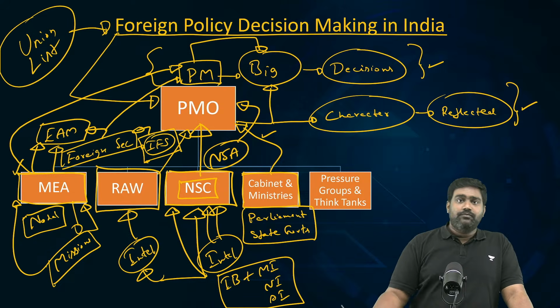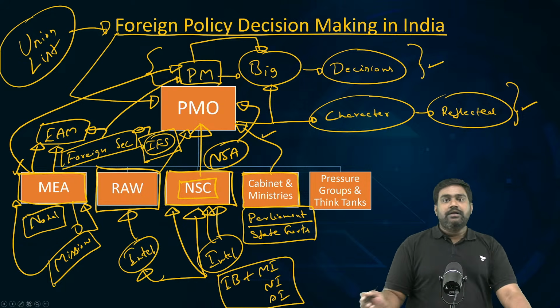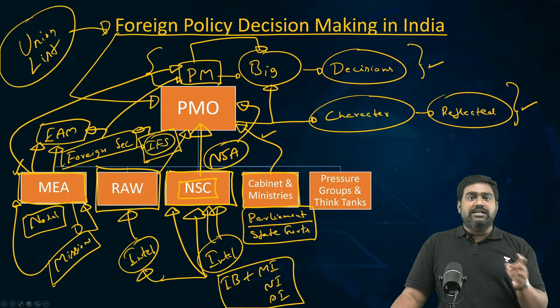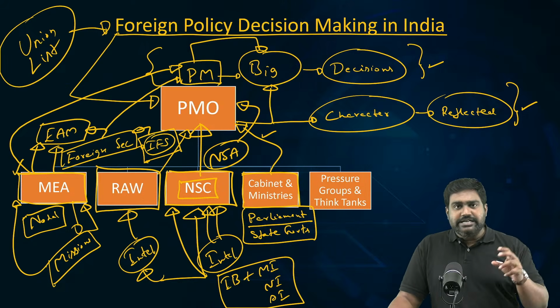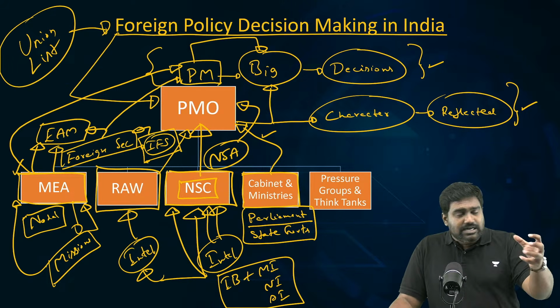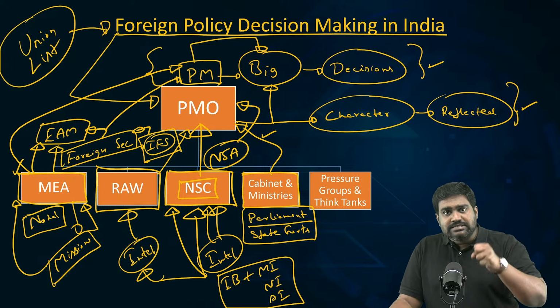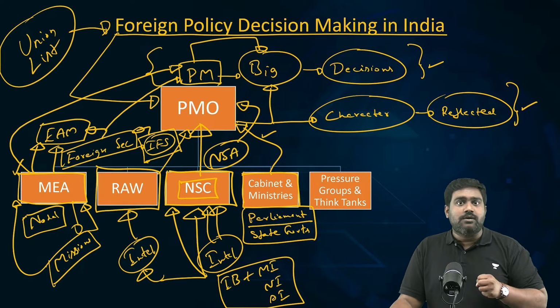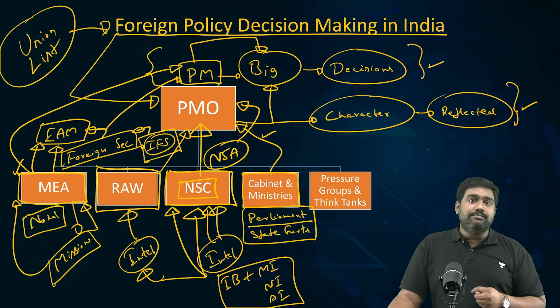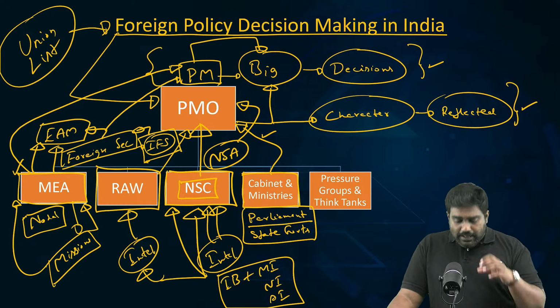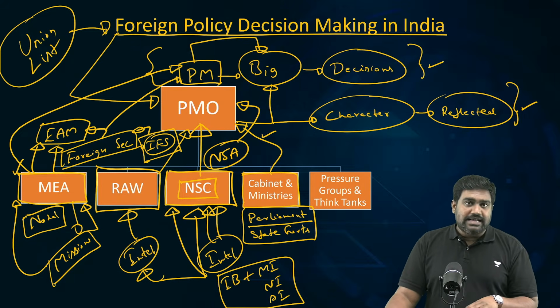The parliament, for example, there is a standing committee. We have a parliamentary standing committee on external affairs, which scrutinizes India's foreign policy actions. It can summon the foreign secretary and concerned officials, asking for reports from them on important foreign policy matters and security matters. So parliament plays a role over here as well.